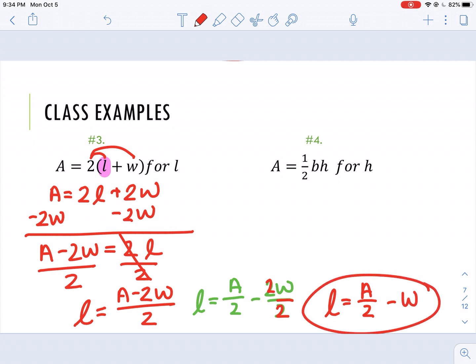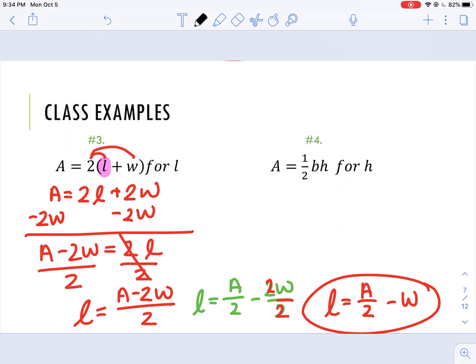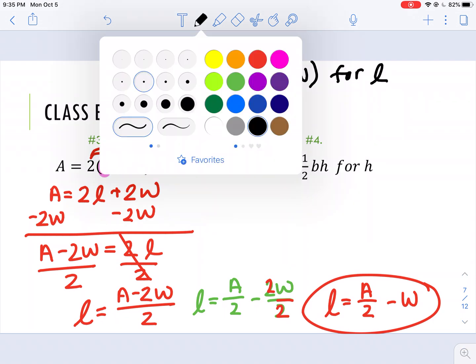All right. Now, although this was a great strategy to solve this, there was actually another way that we can go about solving this. So what I'm going to do right now is go over how we can solve that exact same equation. I'm going to write that on top here, A equals 2 times the quantity L plus W, for L, and see if there is another way of solving it. And this is where using those properties of math is really going to come into play here.